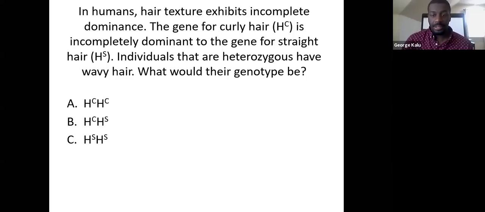So Brianna says B, and Brianna would be correct. And Kimberly too, cool. So if you're looking at a heterozygous individual, they're going to have one copy of each allele, the HC and the HS, and that would give them wavy hair.